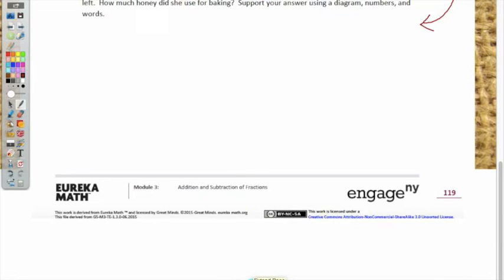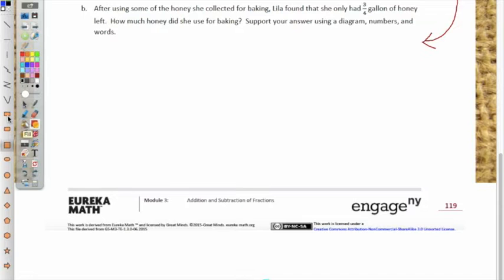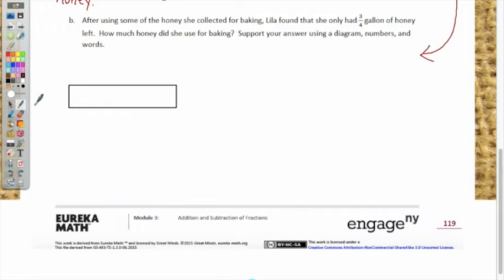After using some of the honey she collected for baking, Lila found that she had only 3/4 gallon of honey left. How much honey did she use for baking? Support your answer using a diagram, numbers, and words. Okay, so start with, you're right, it is going to be subtraction. Start with a tape diagram. Do we have a total? Yes. What's our total? 1 and 1/6. That's our total amount of honey.